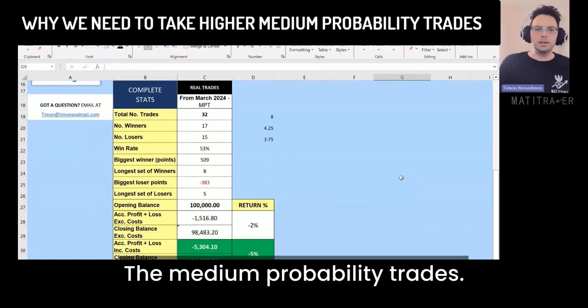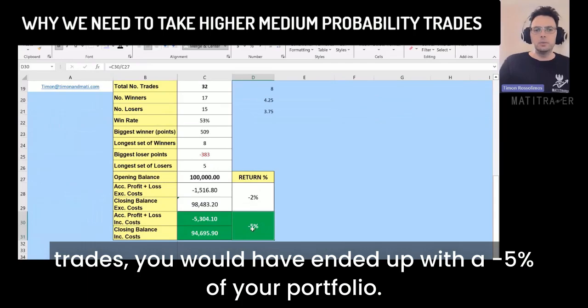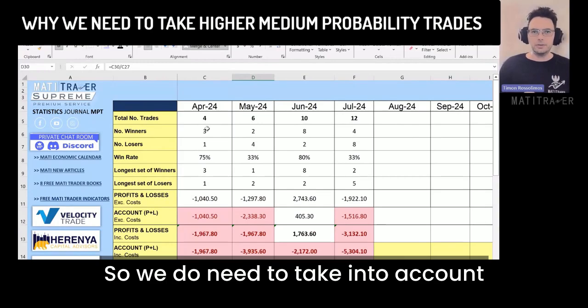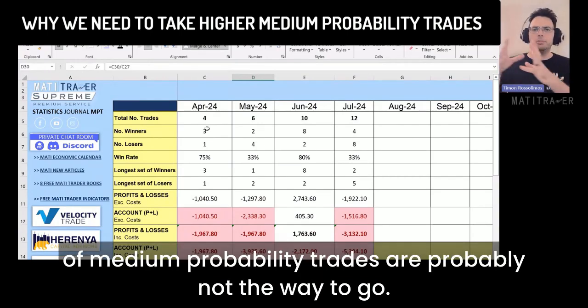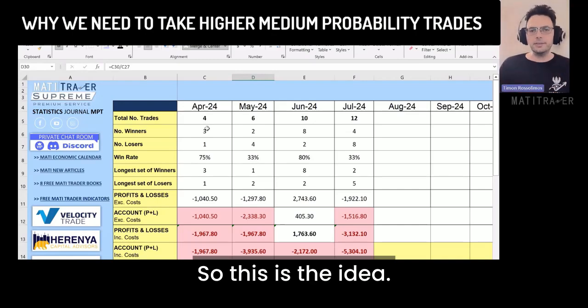The medium probability trades, you can see that if you took every single trade with medium probability, you would have ended up with a minus 5% of your portfolio. Not only are you losing money, you're also wasting your time. So we do need to take into account that medium probability trades are probably not the way to go, and we need to find within the spectrum between medium and high probability trades. So this is the idea.